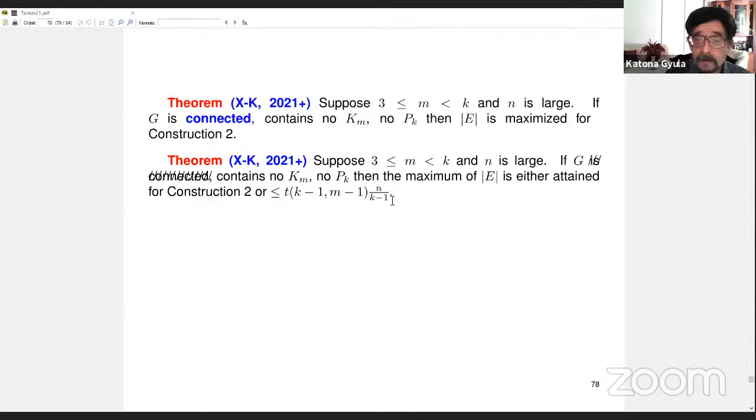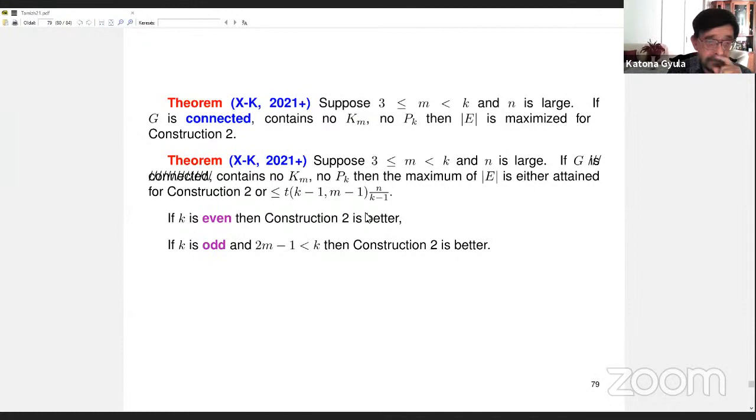So if n is not divisible by k minus one, then it's not exactly, there's a small difference, but basically this is the maximum sometimes. And I write a little bit, I compare the two constructions when they are better or worse.